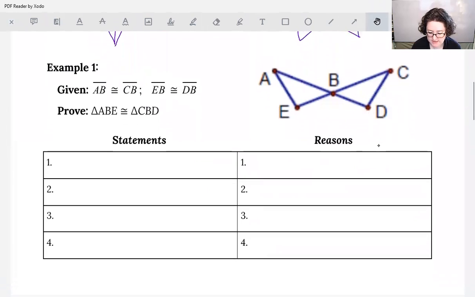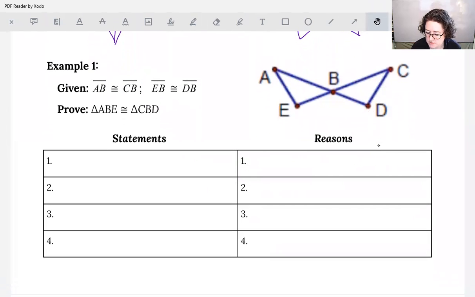Alrighty, so in example 1, let me move this up a little bit. So example 1, we are given 2 sets of information, so 2 pairs of sides that are congruent. We do have one of these bow tie looking diagrams, so I may need to use vertical angles in this problem. I may not. We'll see what happens. And we are trying to prove that our triangle ABE is congruent to triangle CBD.